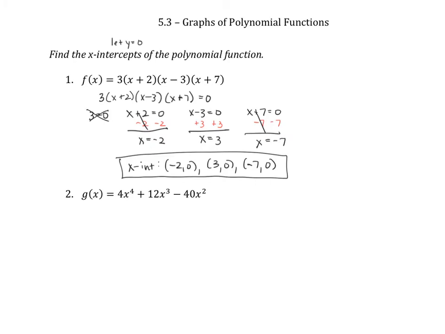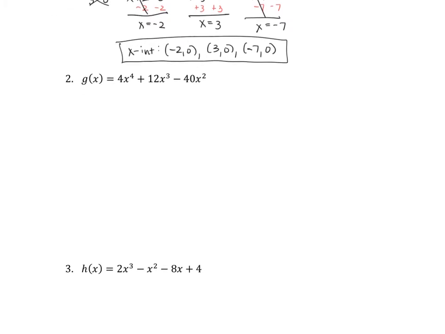All right, number 2, find the x-intercepts. Here, this is not factored for us, so we need to factor it. So we're going to set it equal to 0. That's the first step. And then we're going to try to factor this.